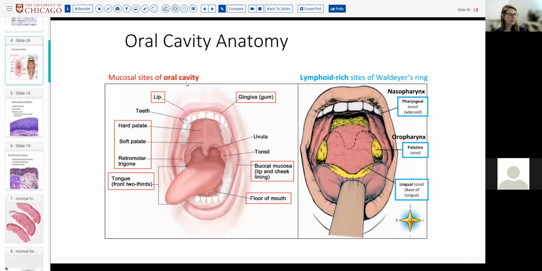We're going to start with oral cavity. So remember, the oral cavity is broken up into many subsites, right? If you think about it, there's bone, there's teeth, there's mucosal linings, there's clefts and spaces. So each of these things has their own.